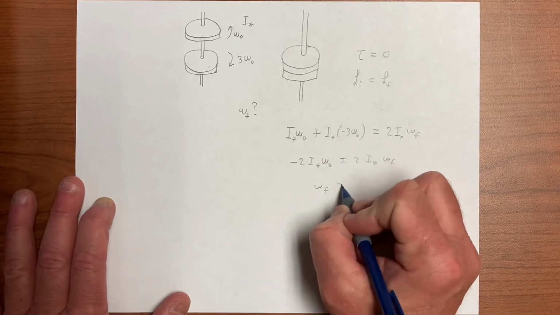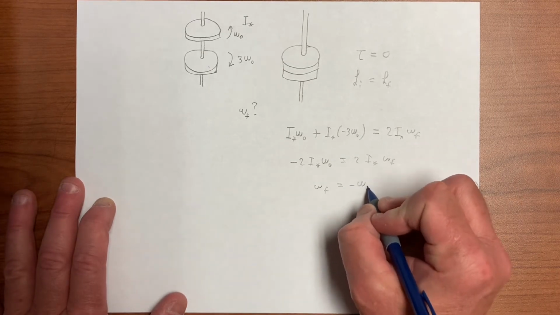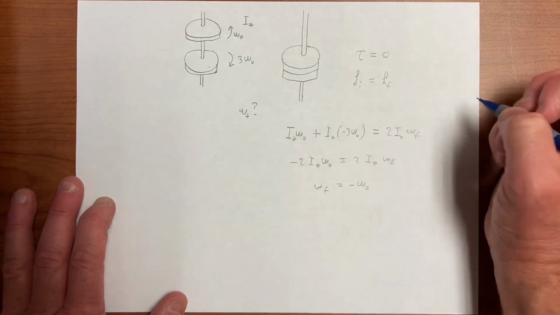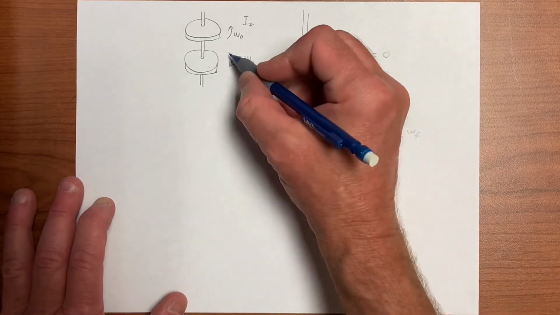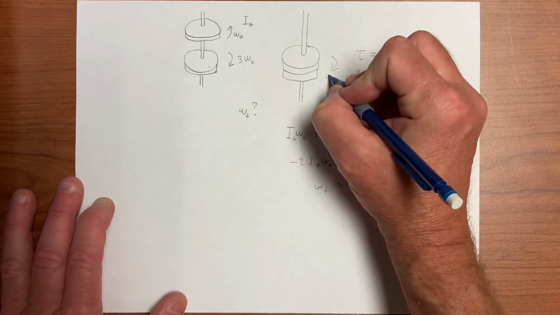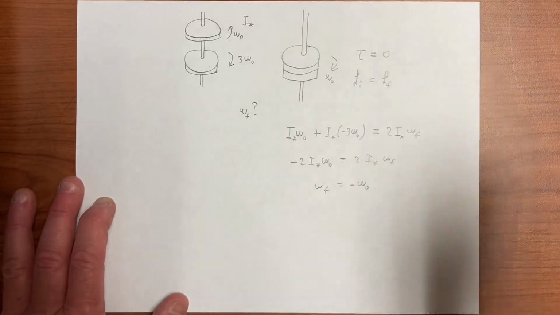And so omega final is just equal to minus omega naught. And so the disks are rotating in the direction which is clockwise, because we made that clockwise direction to be negative, and so the final angular speed is omega naught in the clockwise direction.